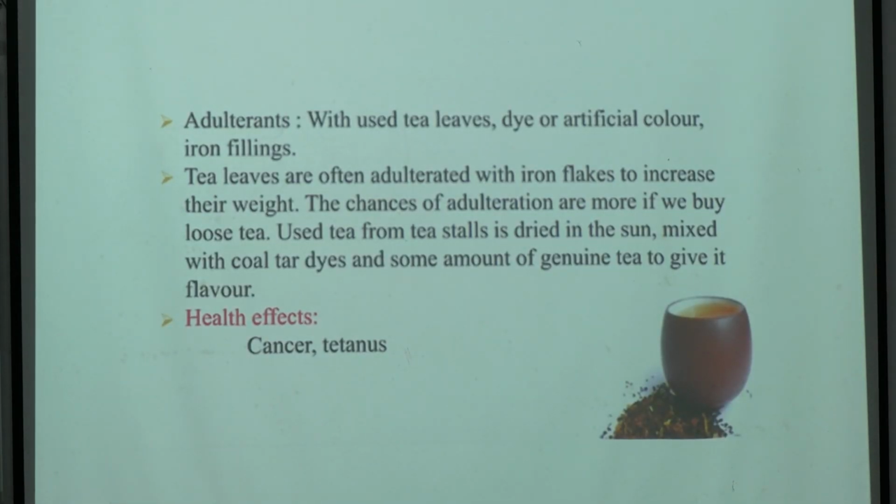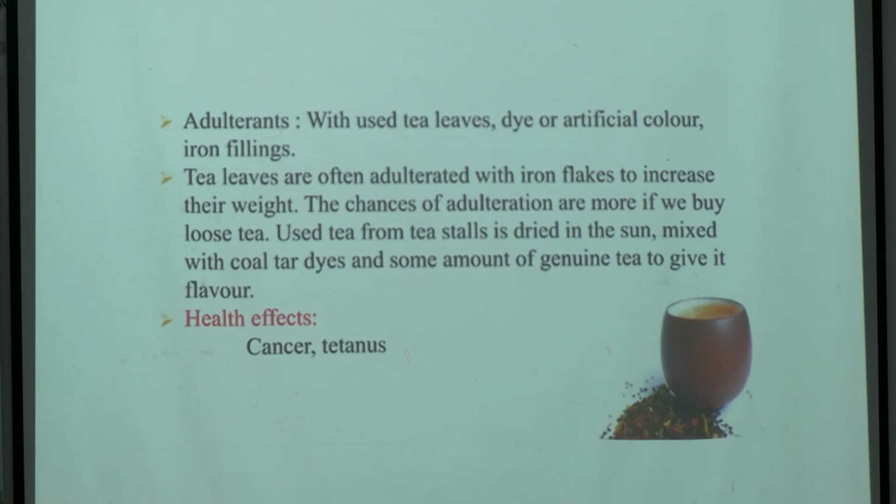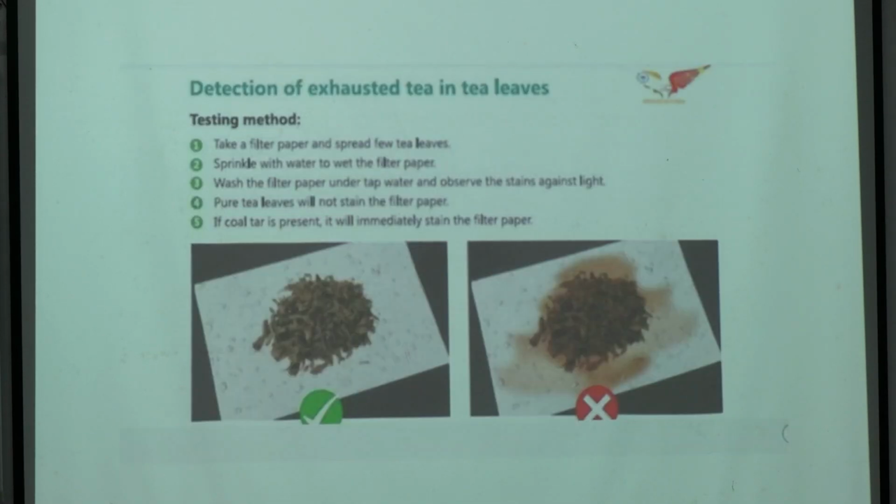Then even tea, your ordinary tea which you have, can also be adulterated with used tea leaves. It's always best to take tea bags rather than tea leaves. They often adulterate with iron flakes to increase the weight. The chances of adulteration are higher if you buy loose tea. Used tea from tea stores is dried in the sun, mixed with coal tar dyes and some amount of genuine tea to give it flavor. Health effects are cancer and tetanus. So here again is a common test for tea.